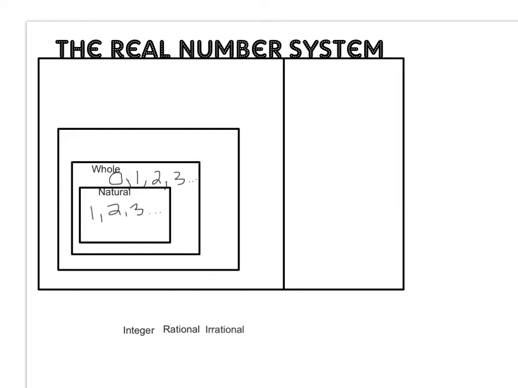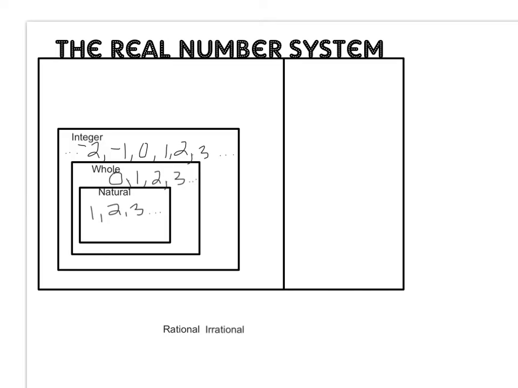The next set of numbers are called integers. So integers are all of the natural and whole numbers plus negative numbers. So we can have -2, -1, 0, 1, 2, 3, and it continues in both directions. So it's all positive and negative numbers.